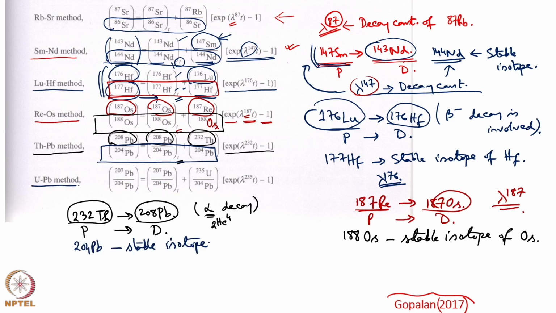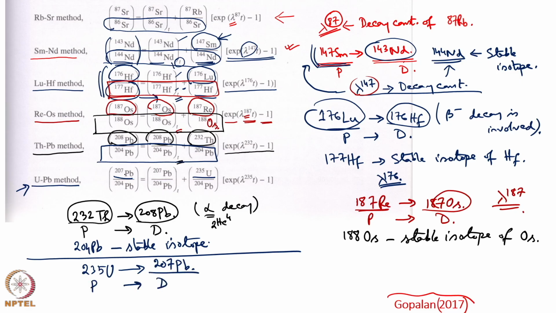Now, let us take the uranium lead method of dating. Here 235U is decayed to 207Pb, or lead. So, how will the equation be constructed? Parent goes to the daughter: 207Pb is written here, 207Pb initial plus 235U, multiplied by e to the power lambda 235 T minus 1. Here also we involve a division by a stable isotope 204Pb.